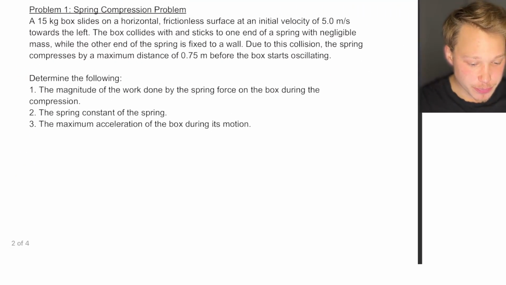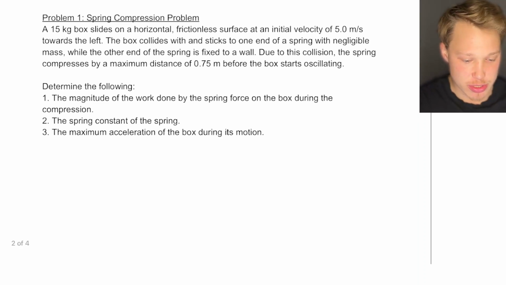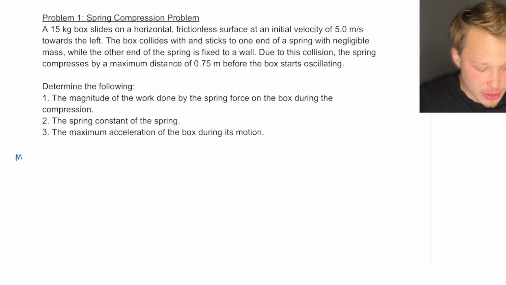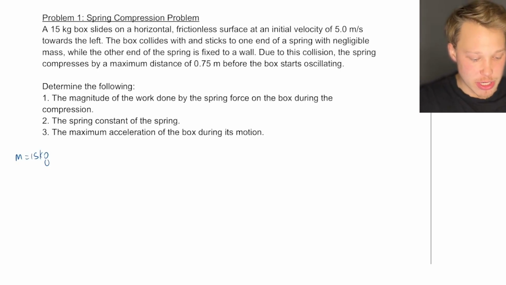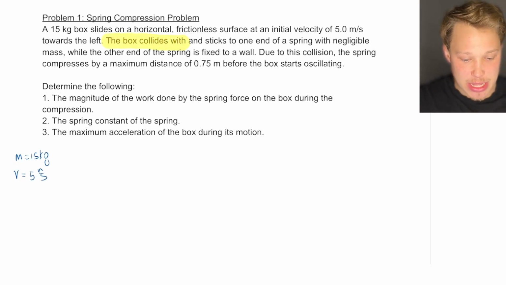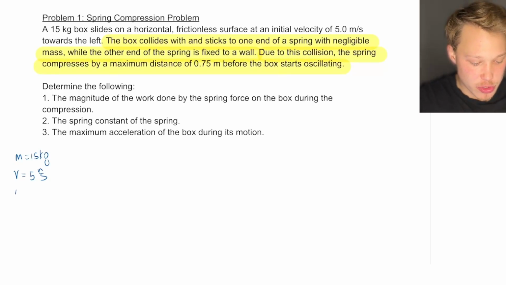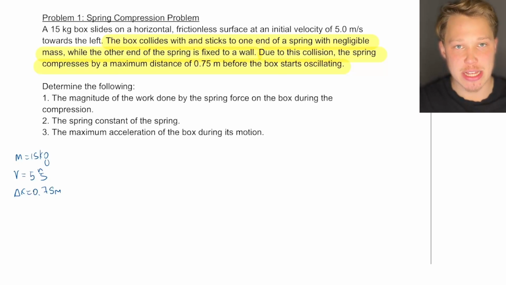So over here, don't be scared by the amount of words. It's not that hard. A 15 kilogram box slides on a horizontal frictionless surface with the initial velocity of 5 meters per second to the left. The box collides with and sticks to one end of a spring with negligible mass, while the other end of the spring is fixed to a wall. Due to this collision, the spring is compressed by a maximum distance of 0.75. So delta x is 0.75, before the box starts oscillating.